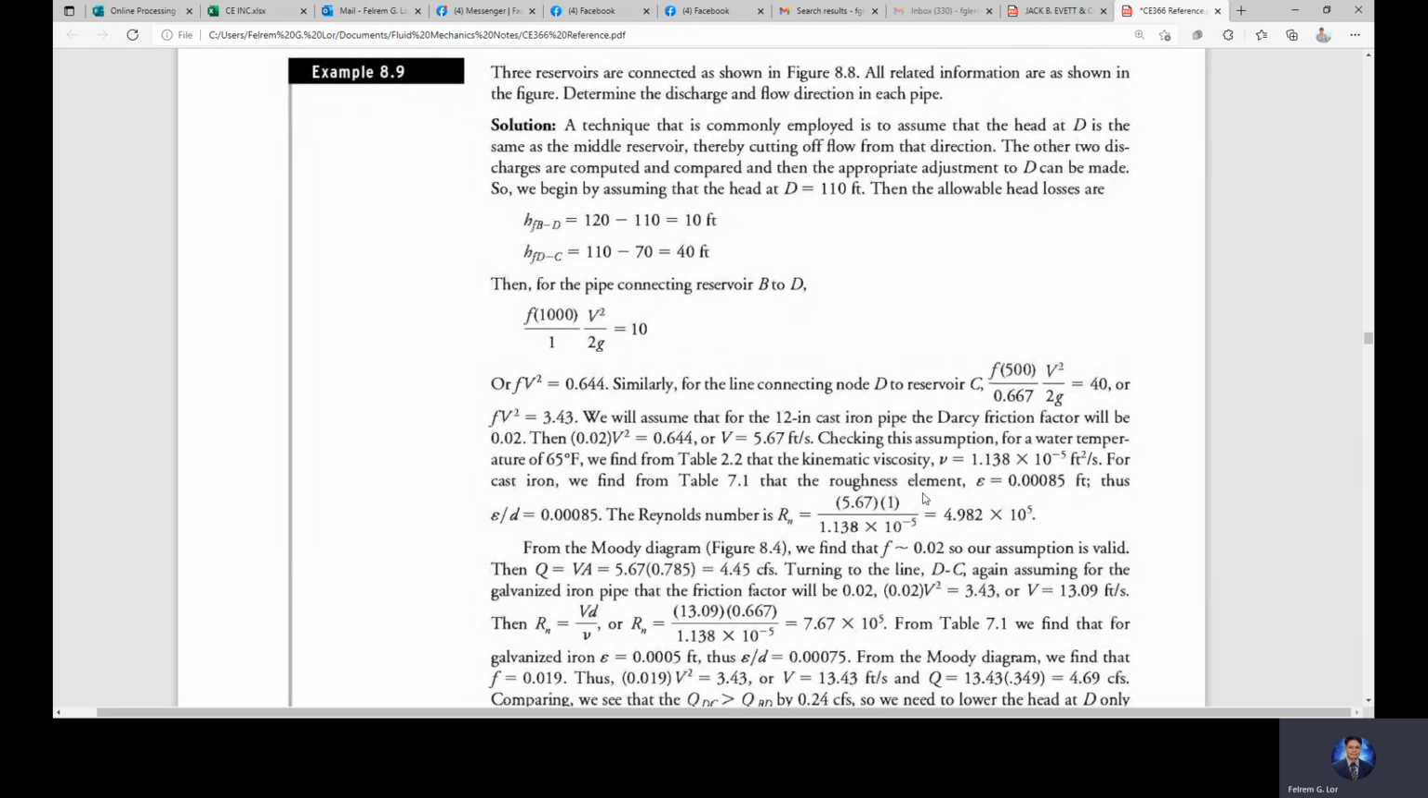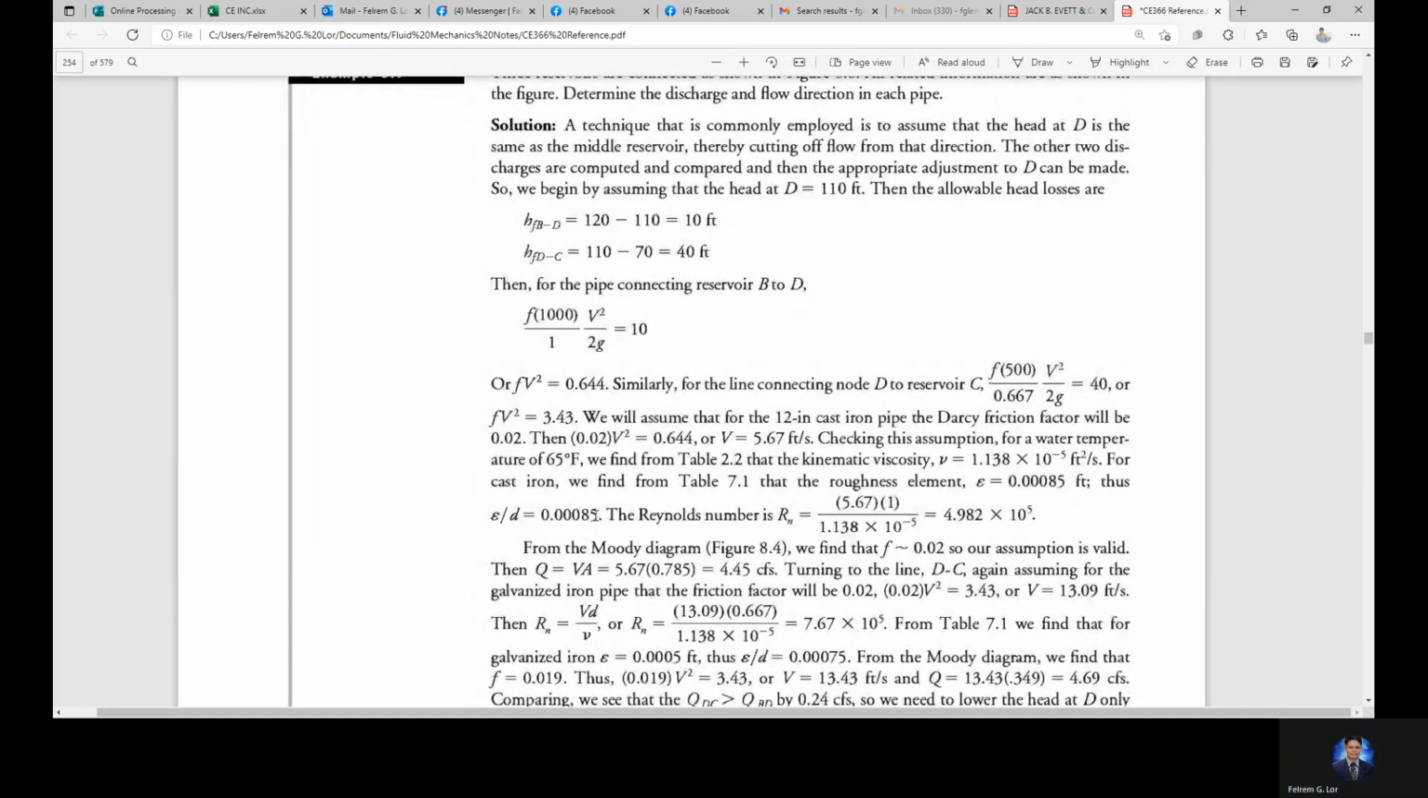And then for cast iron pipe, this is the roughness element. Then we can solve for roughness over the diameter. Then if we plot it in the Moody diagram, ato man ang gidiscuss before ang Moody diagram, we can estimate that the value of f is equal to 0.02.